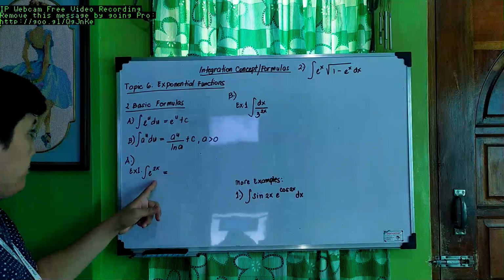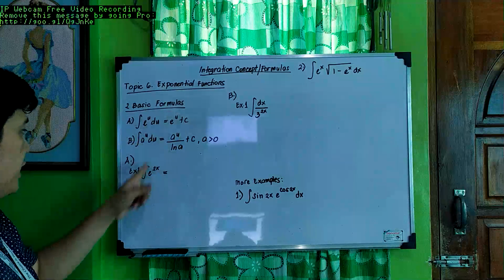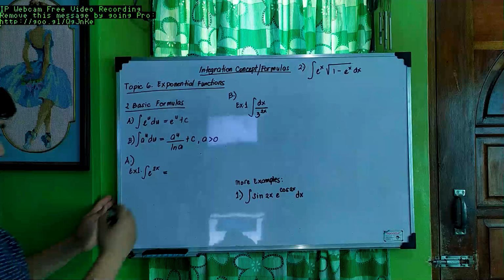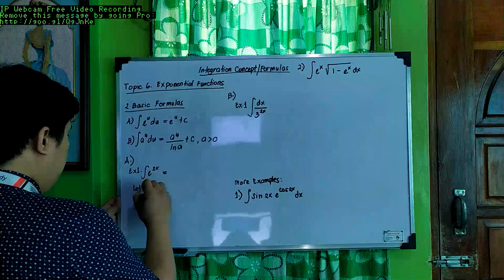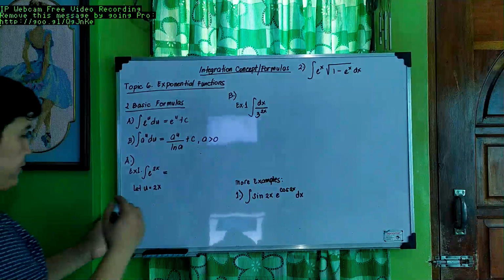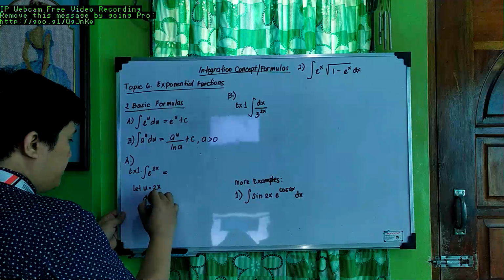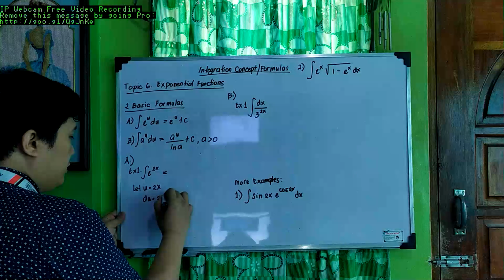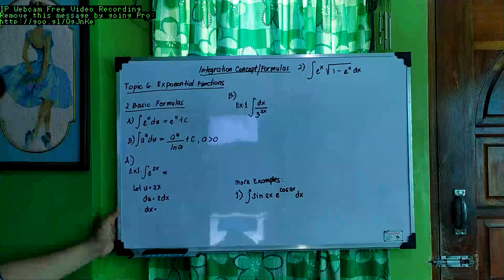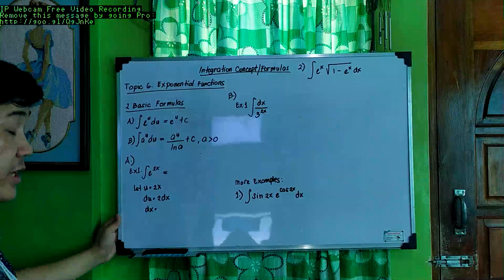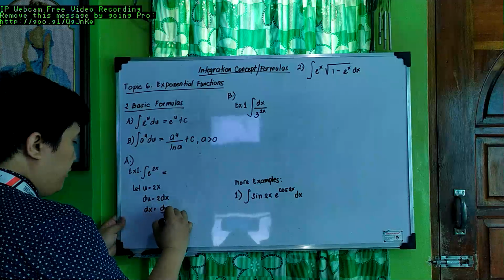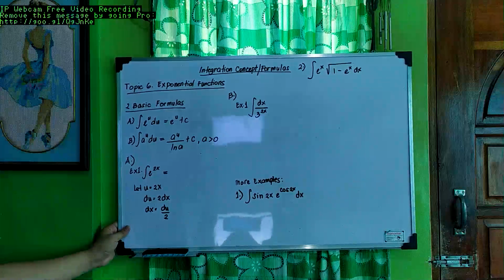But in this case, because your u is not only x but 2x, then you need to let u be equal to 2x. After that, you need to derive 2x, which gives you 2 dx. We get our dx so that it is easy to integrate. So you have du, transpose the 2 to the other side, you have dx equals du over 2.